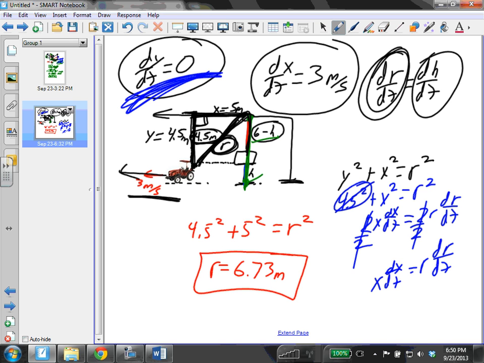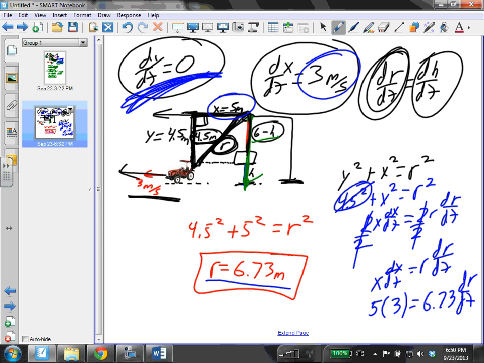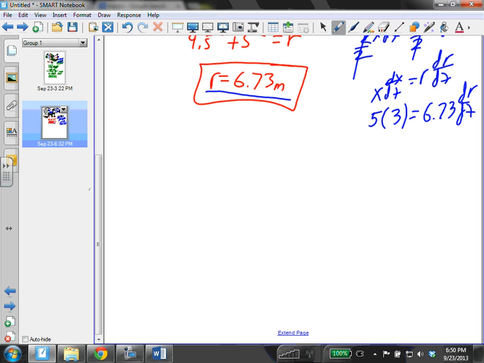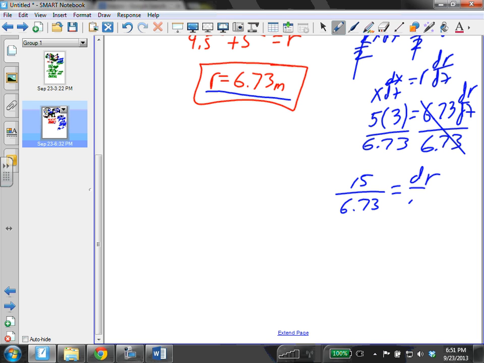Now, we were given from the start that x equals 5, so I'm going to plug it in. And dx/dt was 3, so I'm going to plug it in. We just found that r is 6.73, and we're looking for dr/dt. So in order to wrap this thing up, all we need to do is divide by 6.73 on both sides. So if we do 5 times 3, that gives us 15 over 6.73 dr/dt. So multiplying the 5 and the 3 gave me the 15 up top.